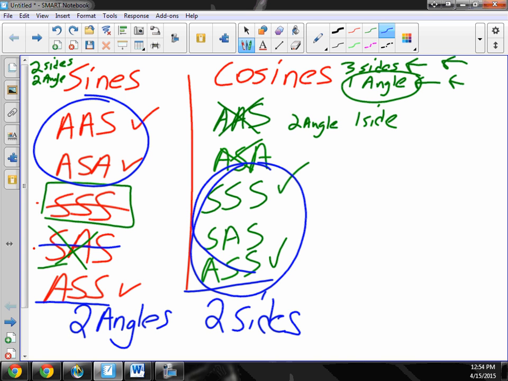Ambiguous means not definite. So when my kids ask me a question like, can we play the Wii tonight? You don't tell them no, and you don't tell them yes. You say, maybe. That's an ambiguous answer. So an ambiguous triangle means they've given you information, and you're not sure, is it 1 triangle, is it 2, or is it 0?